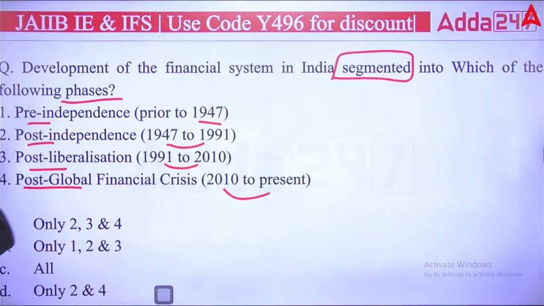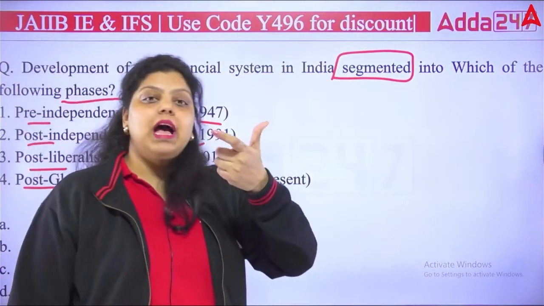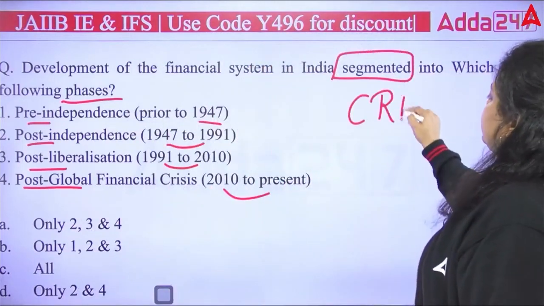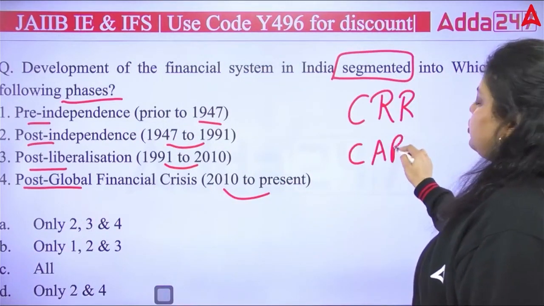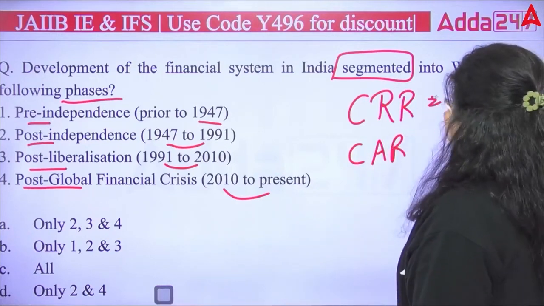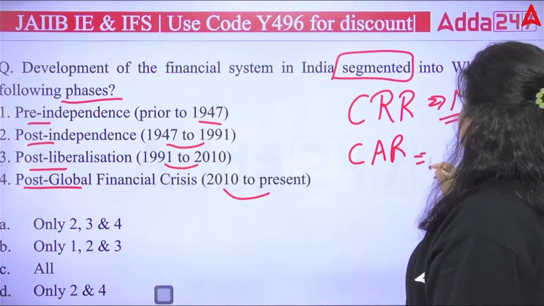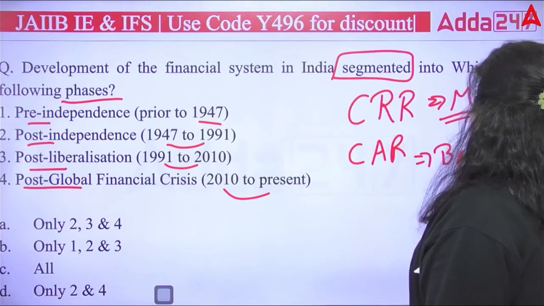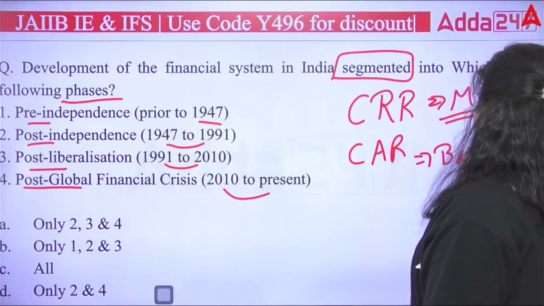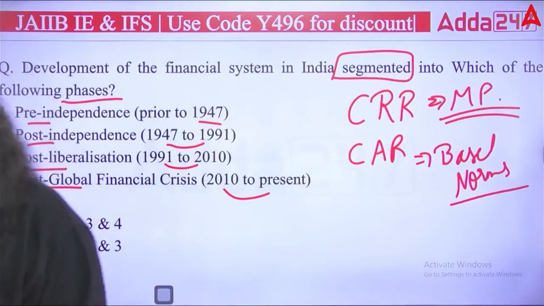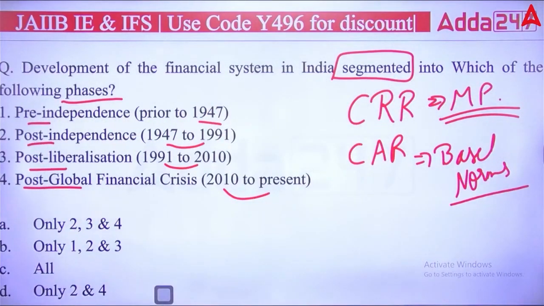No, no, it was not CRR, sir. It was the capital adequacy ratio. They both are different. Cash reserve ratio and capital adequacy ratio are different. CRR is a part of monetary policy's direct instruments, and CAR is a part of Basel norms. So they are different terms. It was a correct statement, right? The question you are asking about. So CAR and CRR both are different.